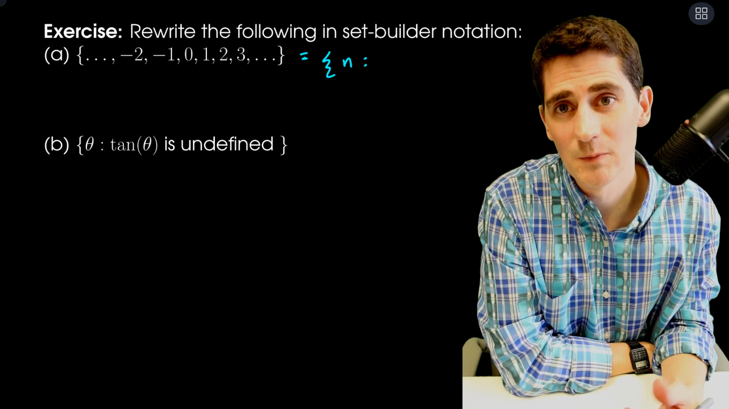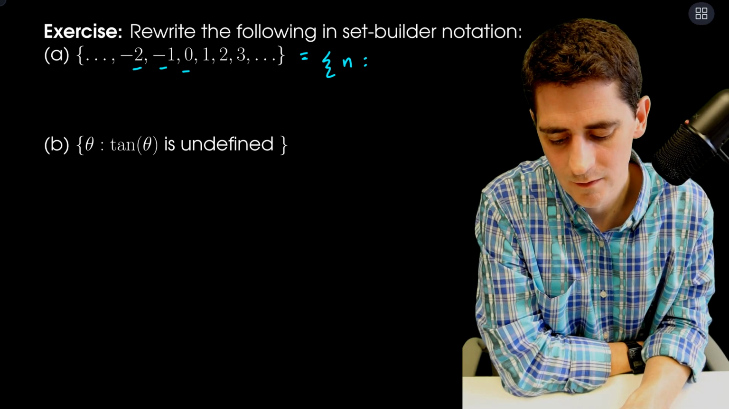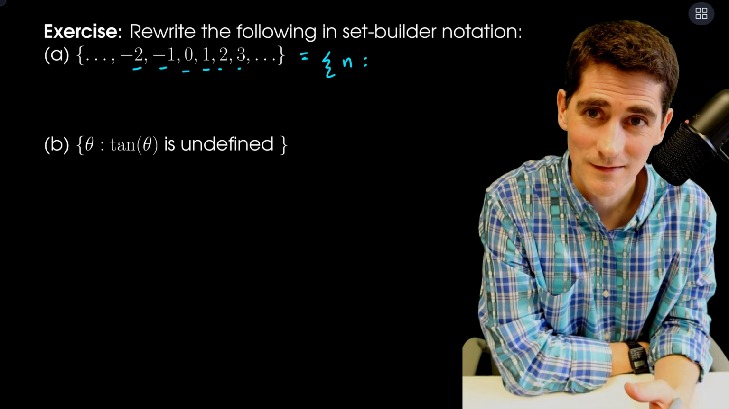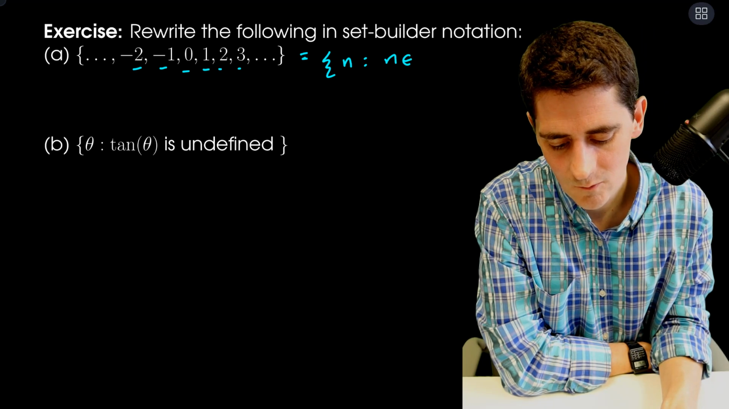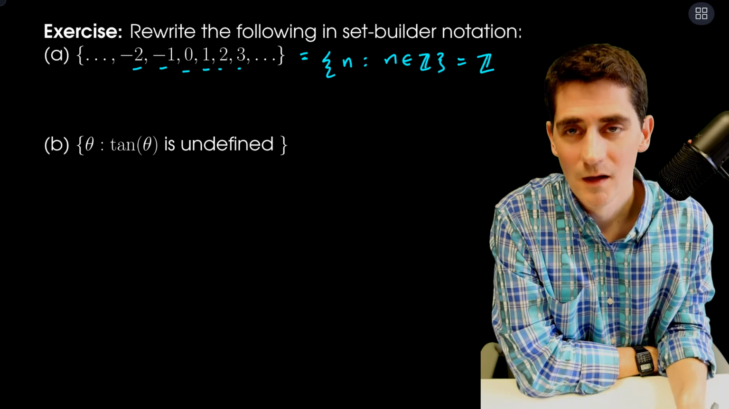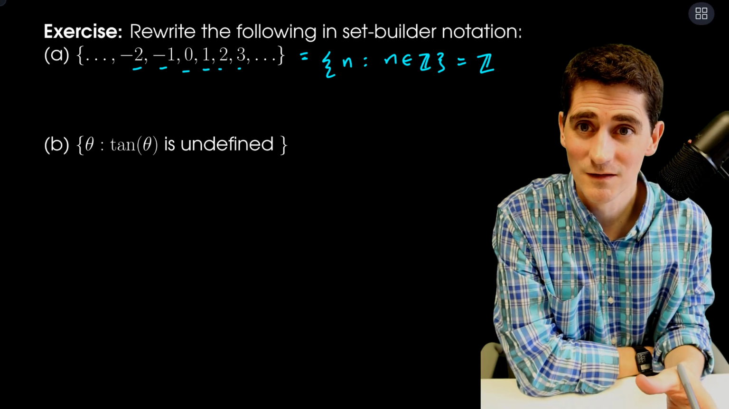And what's the defining property on these numbers? -2, -1, 0, 1, 2, 3. I think the next one would probably be 4, 5, 6, etc. These are just integers. So maybe I could just say this is n where n is an integer. Now we shorthand this set as the integers, but the point of this exercise is to get used to converting sets into set builder notation.